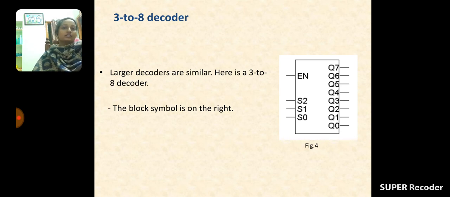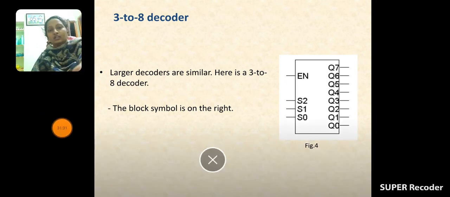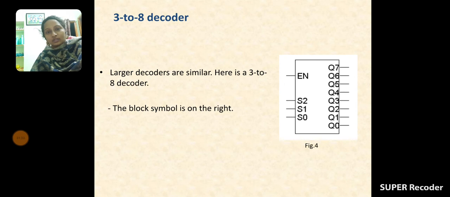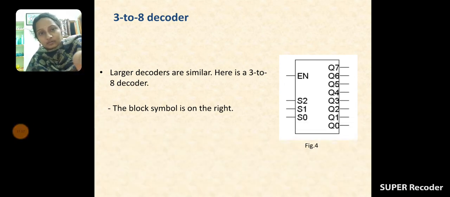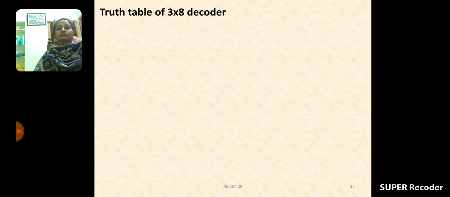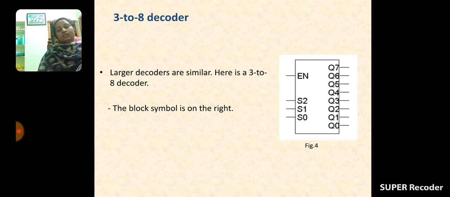So now it is a 3 to 8 decoder. Till now we have been seeing a 2 by 8... so now it is a 3 by 8 decoder. Okay, let's see. In a 3 by 8 decoder, how many input lines are there? 3 input lines are there. How many output lines are there? Check once: Q0 to Q7. 8 output lines are there.